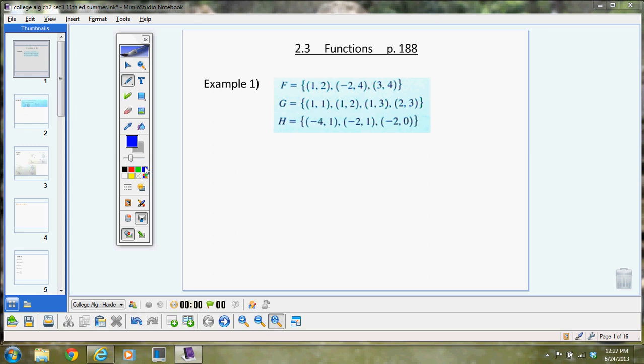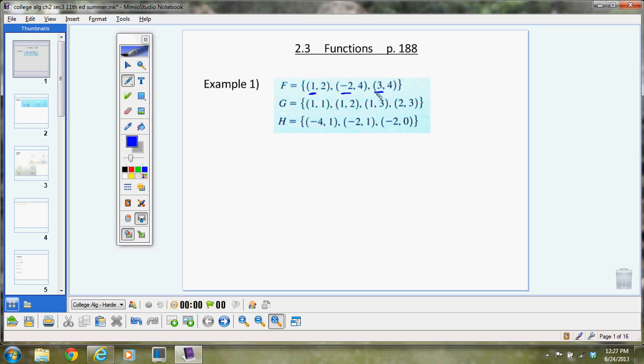Here's how you tell if it's a function when you have a set of points. You look at the x's only, the x values only. We call those the domain. We're going to look at the x's. If they repeat, it is not a function. If they don't repeat, it's a function.